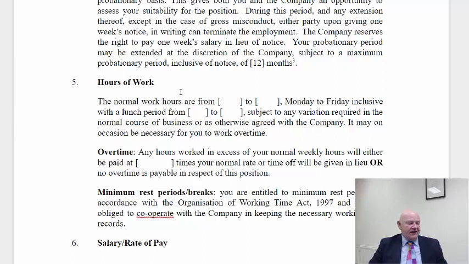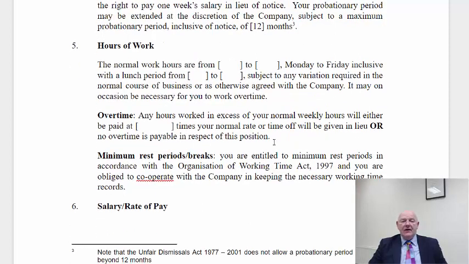The hours of work then, it's set out here. If it's a retail business, that's important. If it's an office, obviously that's important. So you should set out the opening hours of the business, and you should also set out the situation in relation to overtime. Is the person going to get paid their normal rate for overtime? Are they going to get time and a half, maybe double time? Or is there no overtime payable in respect of the position? It may be a salaried job. It may be, sort of understood or certainly made clear from the contract that overtime will not be payable.